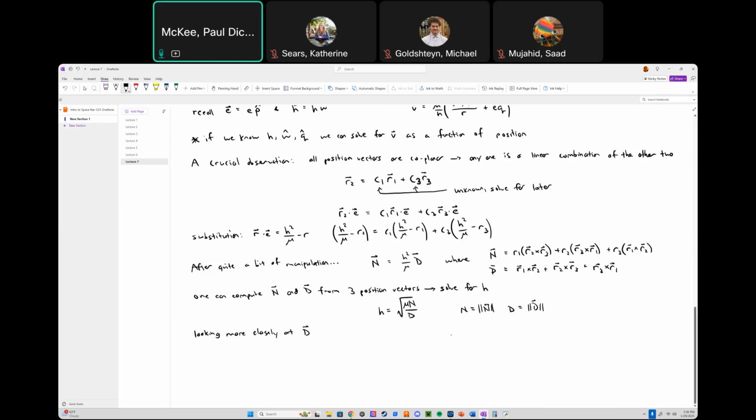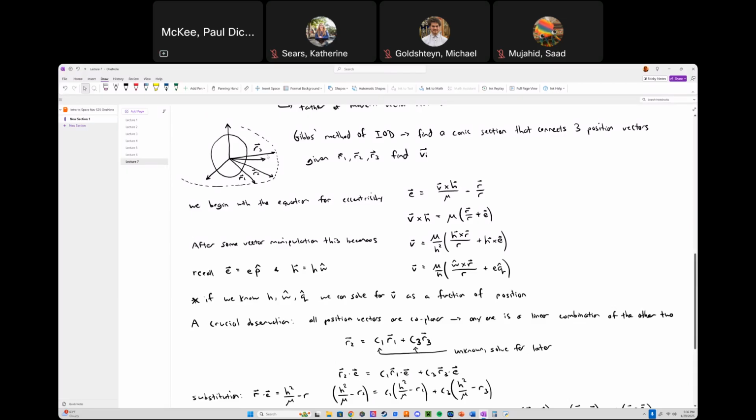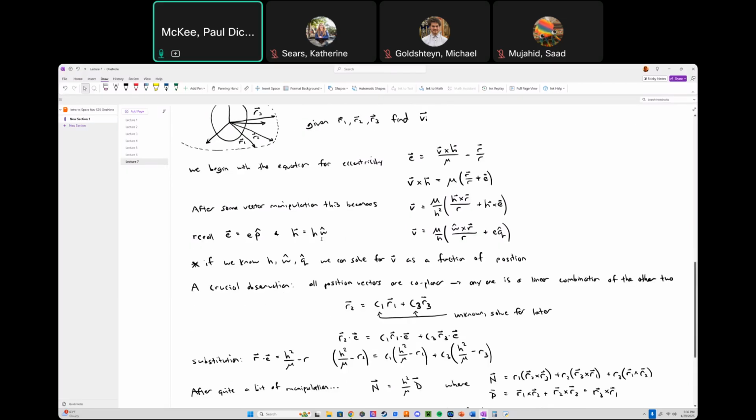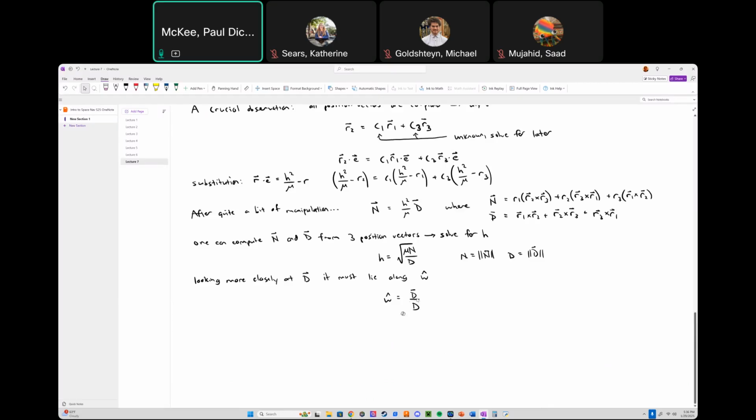So looking more closely at D, it must lie along the w direction. Therefore, we can say w is just the direction of D. Now, you might still run into an issue. Is it possible that w will be the wrong way? Yes. That's where you would need to make sure that r1 crossed, I guess it would need to be, yeah, 1 crossed 3 should give you roughly the w direction. That's kind of the idea here. So we can get w from D over D.